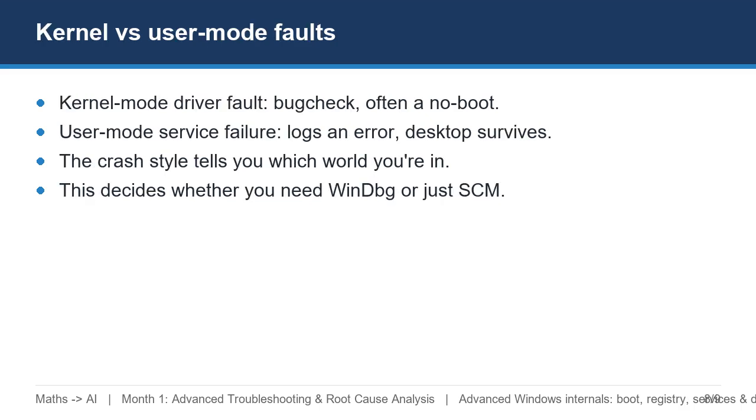Finally, learn to tell a kernel mode driver fault from a user mode service failure by how the machine dies. A kernel mode driver fault typically bug checks the whole system, often before you ever reach the desktop. A user mode service failure logs an error and the desktop usually survives. The crash style tells you which world you're in, and that decides whether you'll need a kernel debugger next lesson, or just the Service Control Manager.